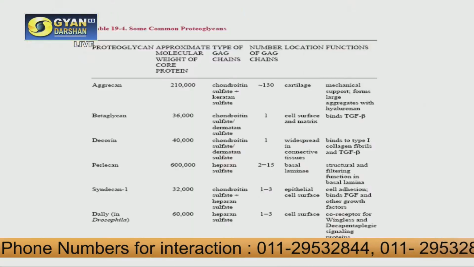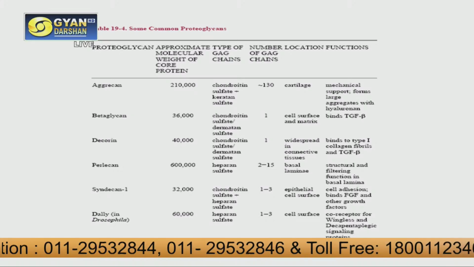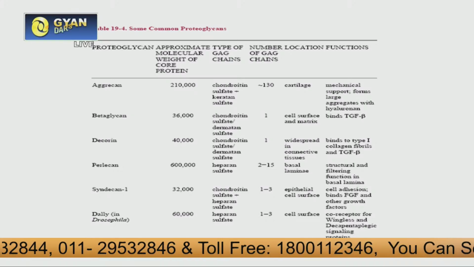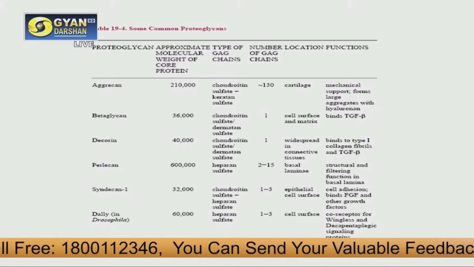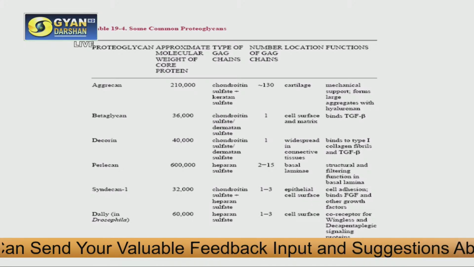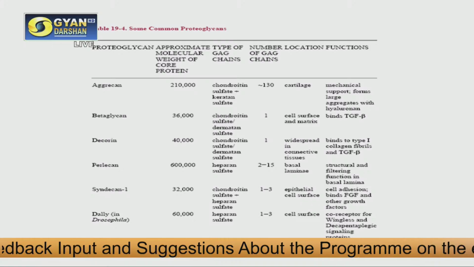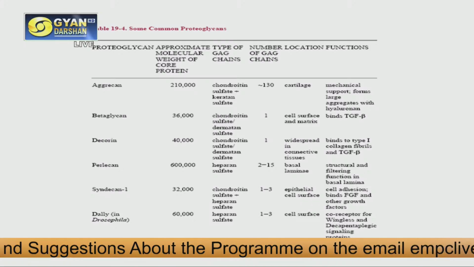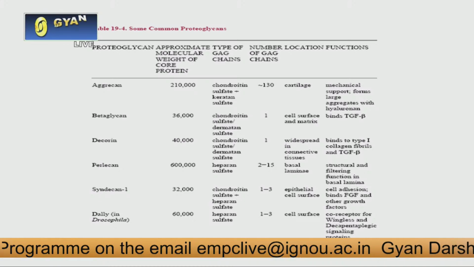So in that way they are a very vital component. Now here, if you take a look, some common proteoglycans have been listed, like, as I said, in different tissues you have different proteoglycans. Aggrecan, that is chondroitin sulfate, chondroitin means the cartilage. Betaglycan, this is present in the cell surface and the matrix. Then decorin, it is distributed in connective tissues.